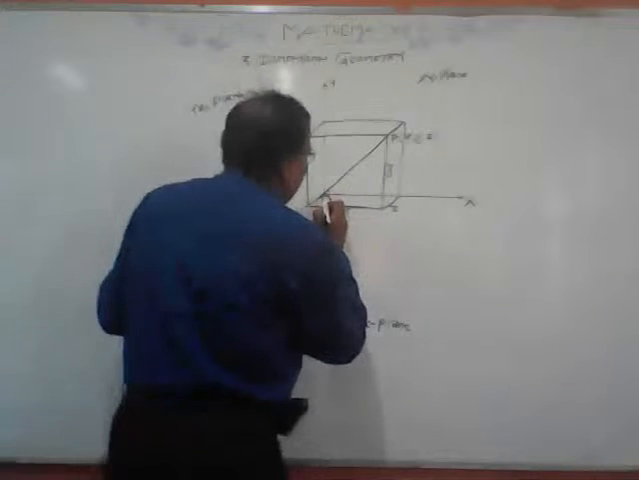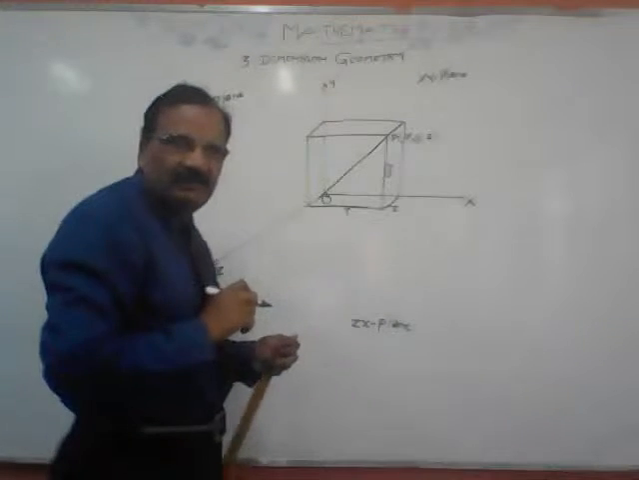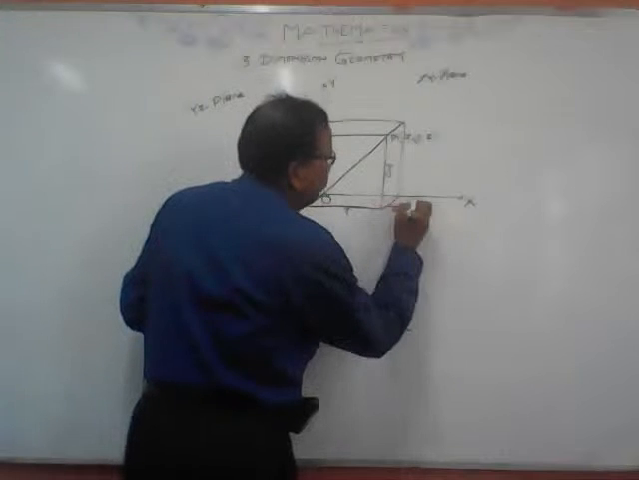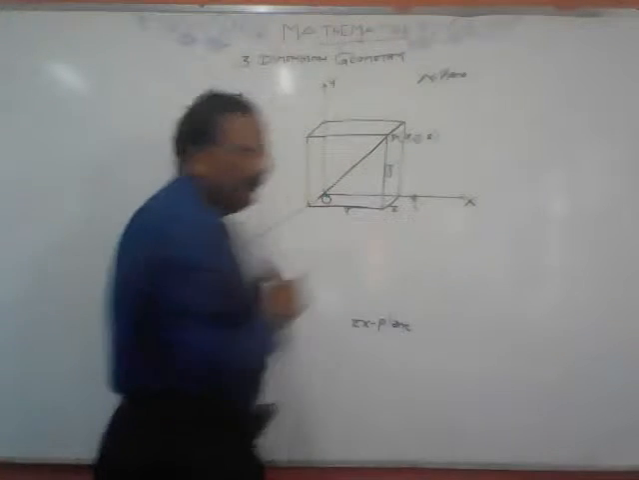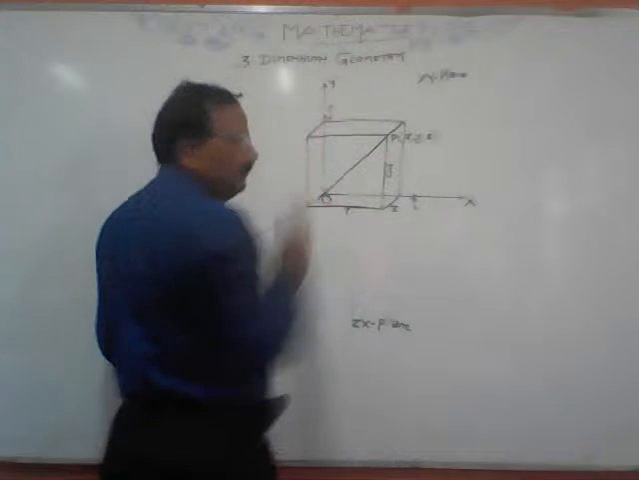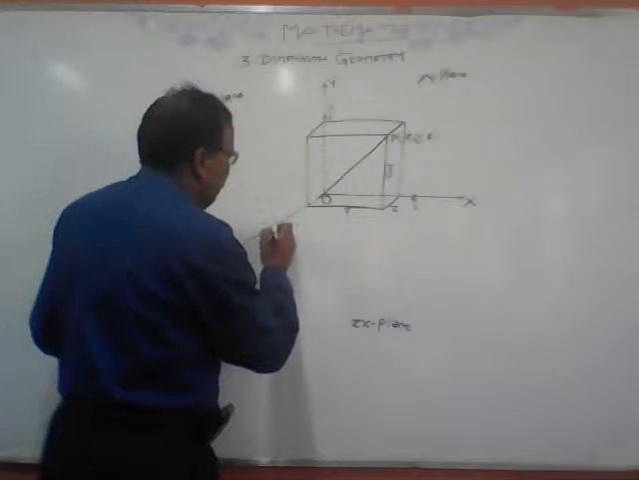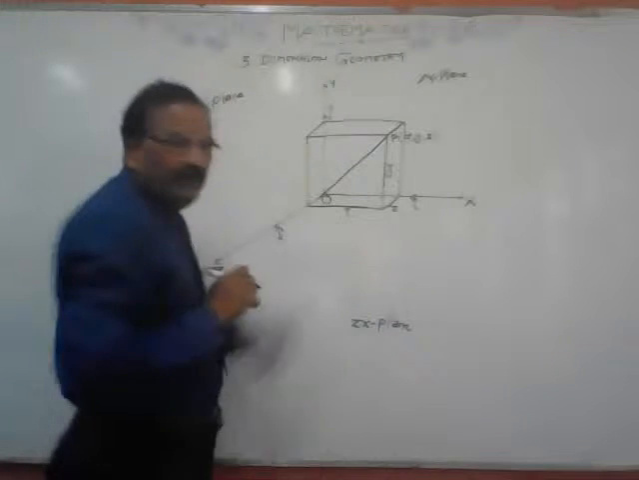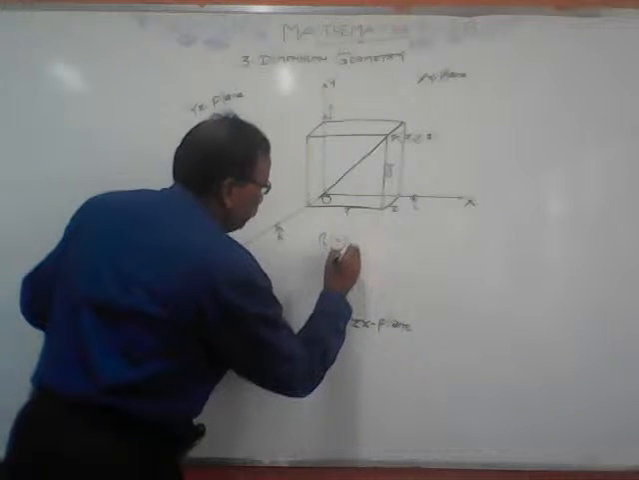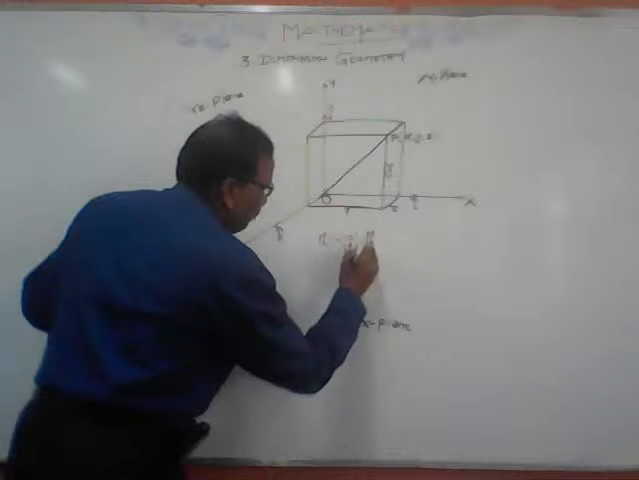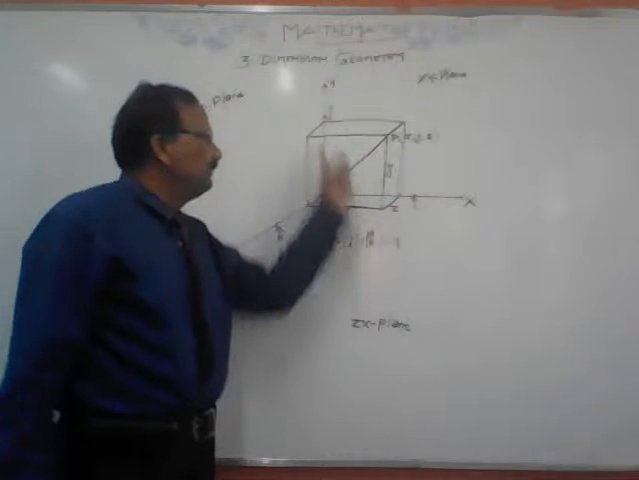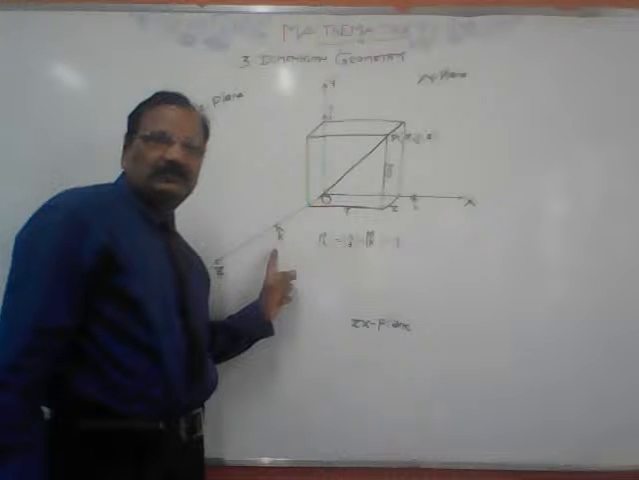The unit vector along the x-axis is denoted by i cap. The unit vector along the y-axis is denoted by j cap. And the unit vector along the z-axis is k cap. It means modulus of i equals modulus of j equals modulus of k equals 1.